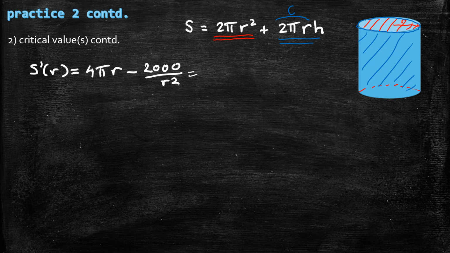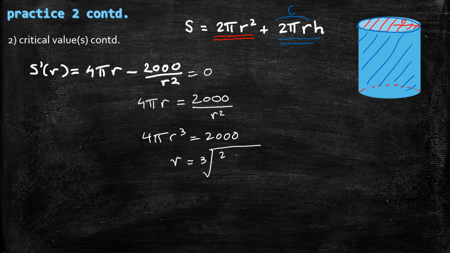We would set this equal to 0, and let's move 2,000 over r squared to the other side, and cross multiply. So we get 4 pi r cubed equals 2,000. We divide through by 4 pi and take the cube root, and that comes out to about 5.42. So there's only one critical value, and now we need to discover whether this is a min or a max in order to fully answer the problem.